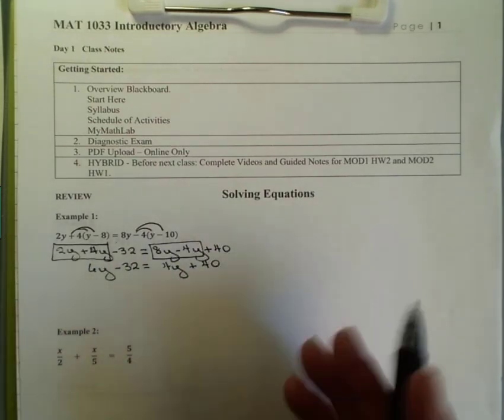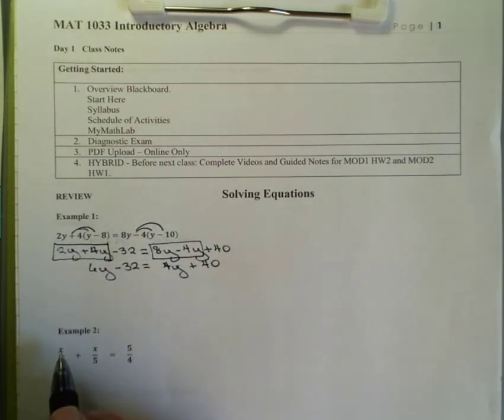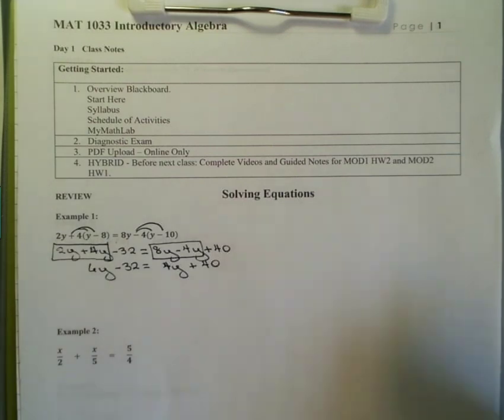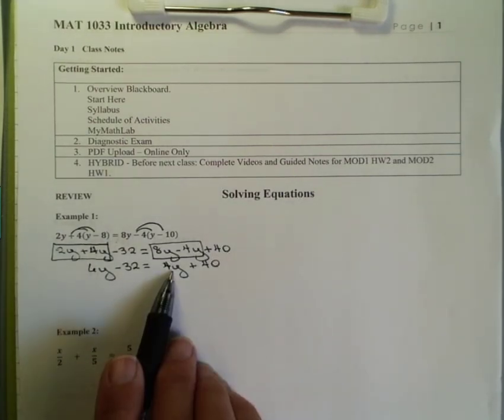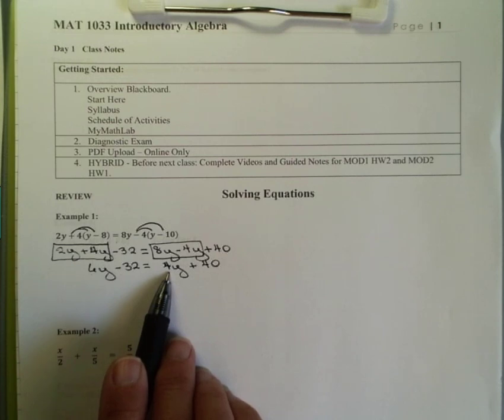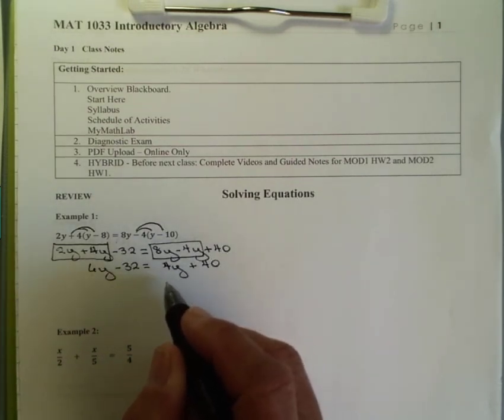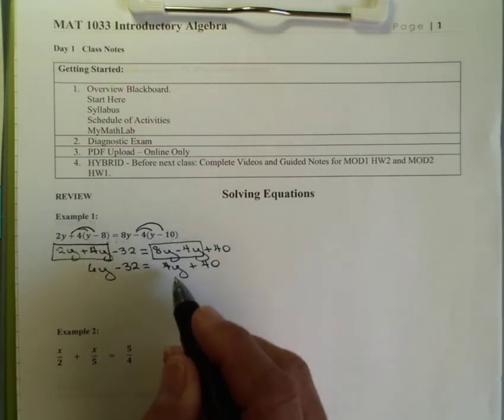I'm ready to start switching things from one side to the other. I want all of my variable terms, my unknown, to be on one side. I want my numeric terms to be on the other. Well, I have 6y over here and I have 4y over on this side. They're both positive. Which one is bigger? The 6y. So I choose to work with the smaller variable first. Just my choice. You could do it the other way, but if you do, you're going to end up dividing by a negative, which is much more confusing.